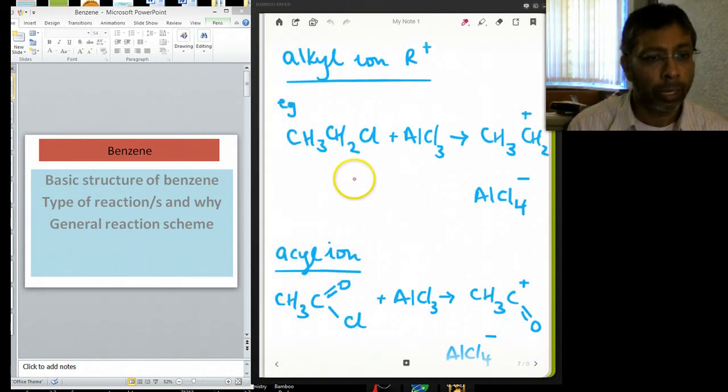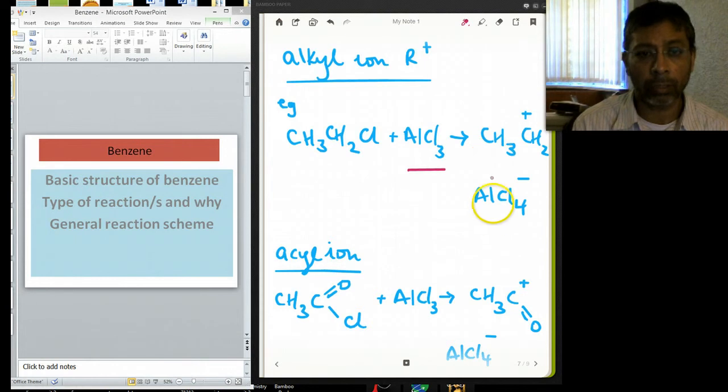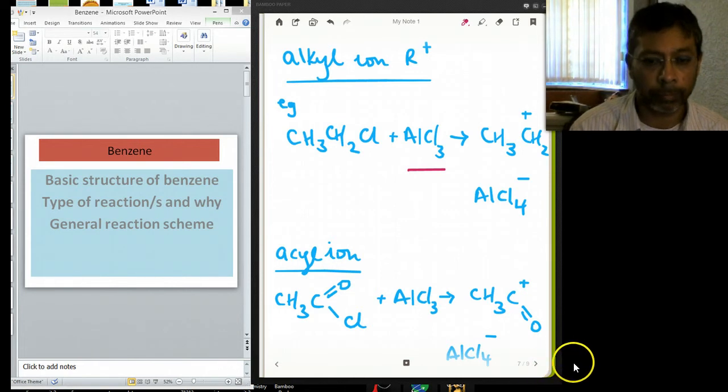If you want to make an alkyl ion, again you'd use the same halogen carrier, AlCl3 catalyst, and you get the electrophile and your AlCl4 minus. Acyl ion, in the same kind of way. Now I would practice writing equations to make those electrophiles.